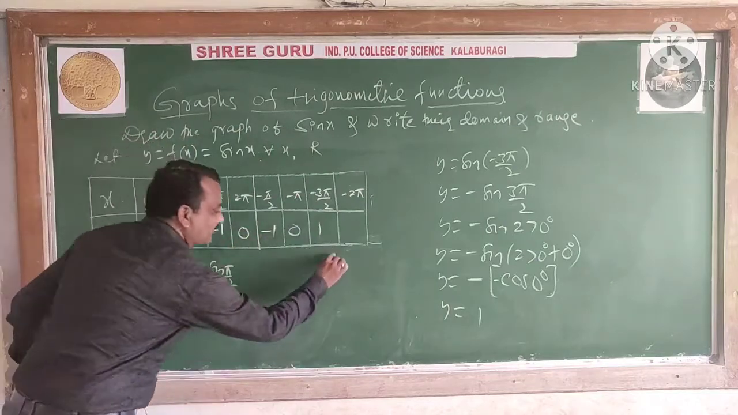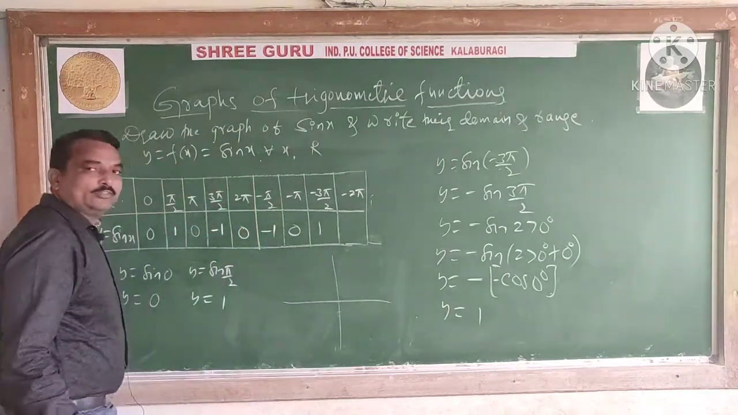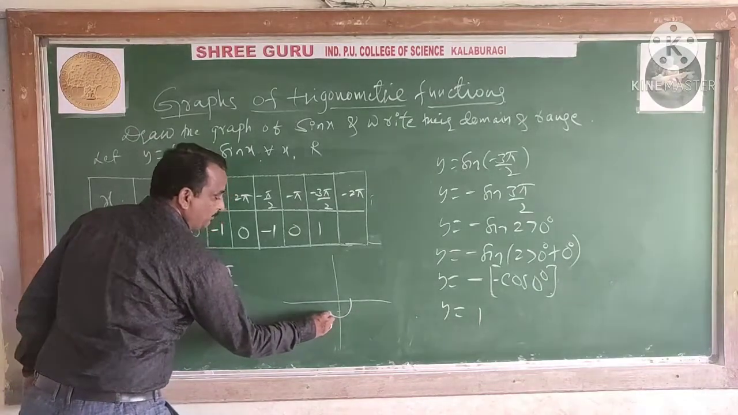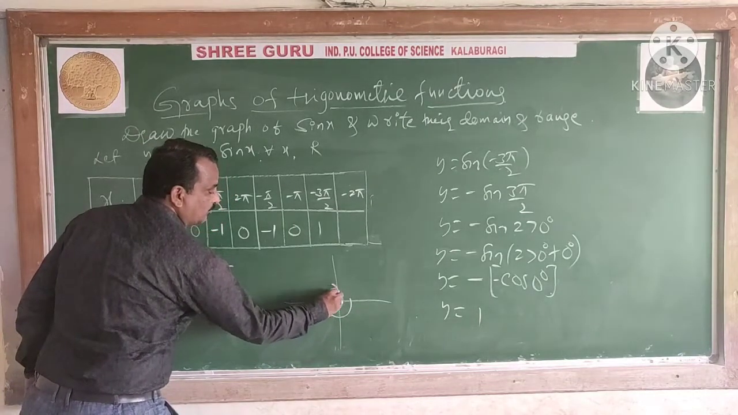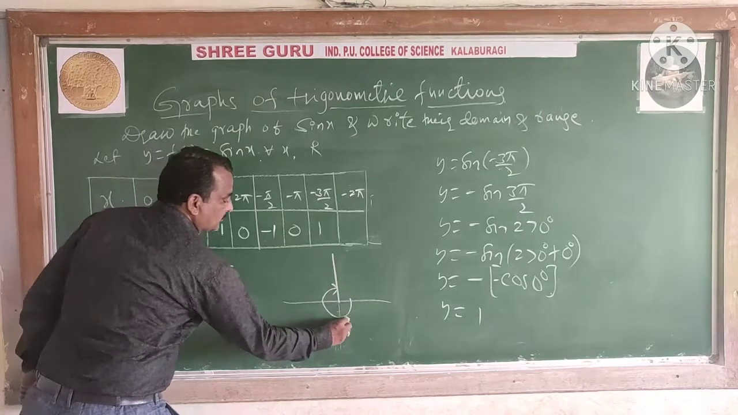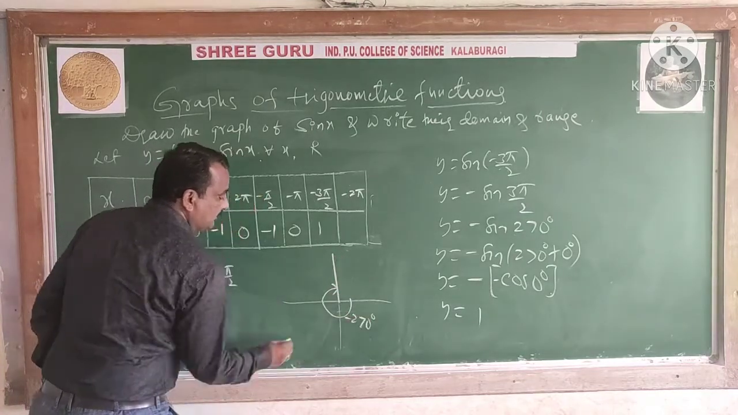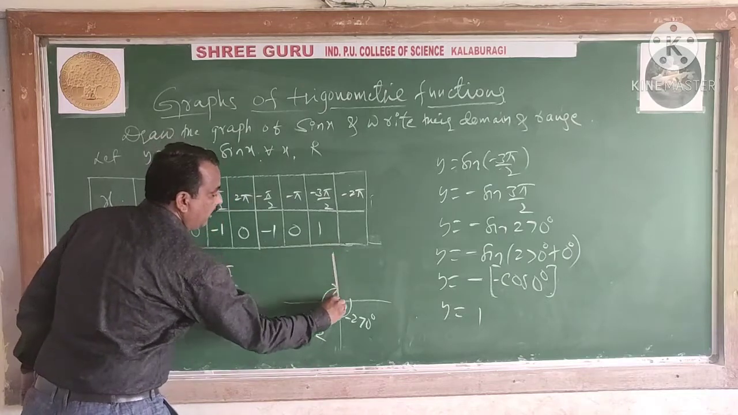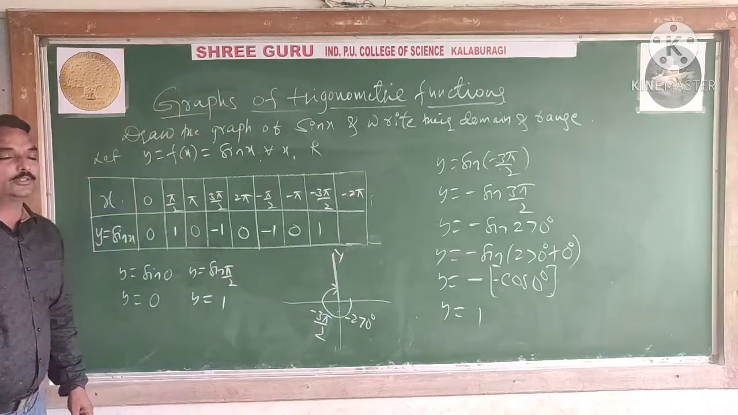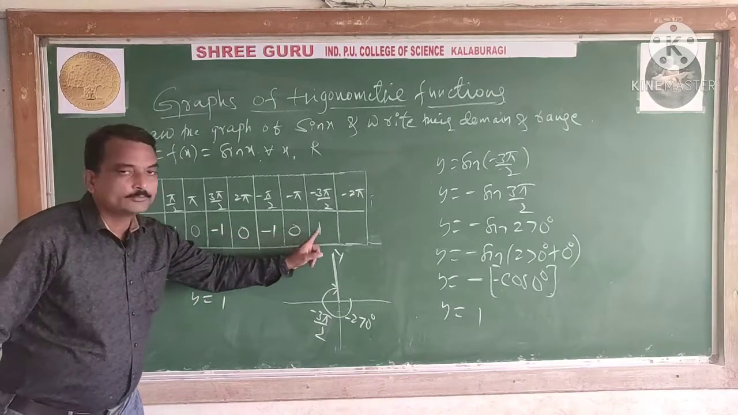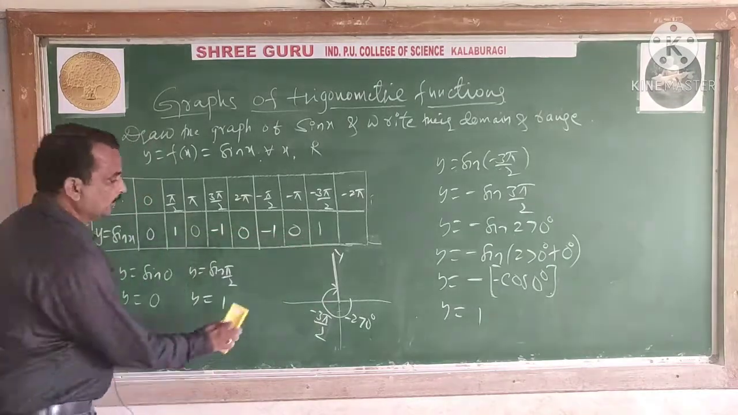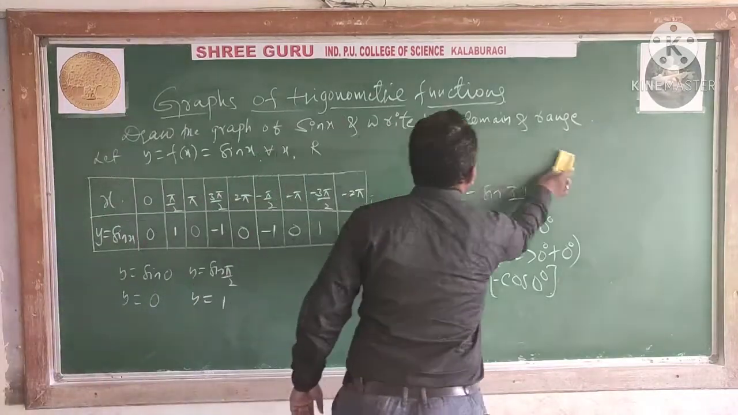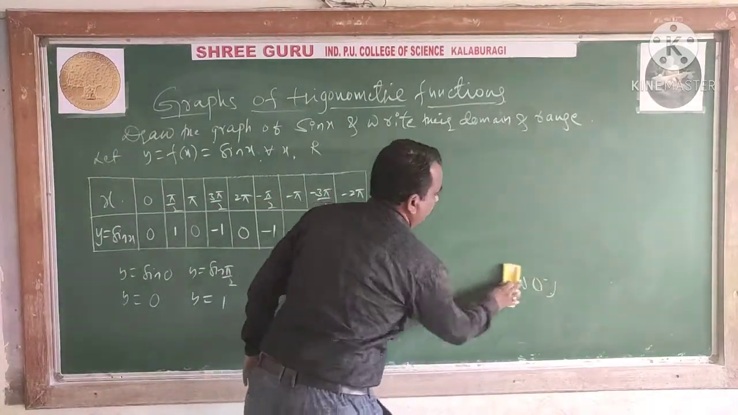See the students, minus 3 pi by 2. So clockwise or anti-clockwise? Clockwise it is: minus 90, minus 180, minus 270. The terminal side of this minus 270 degree, this minus 3 pi by 2, where does it fall? Does it fall on the positive y-axis? The value should be positive. The value is positive. Now next, come to the sine of minus 2 pi.